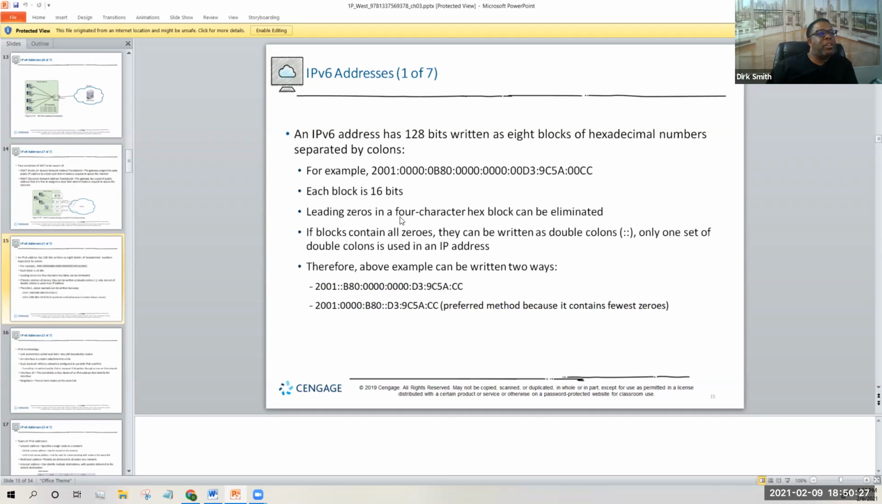It's the leading zeros: a four-character hex block can be eliminated. This slide kind of tells you the easiest way to write a 16-bit number in IPv6. Because you have these zeros here, if you have all zeros, you could eliminate writing them out by using the brackets and the colons. Only one set of double colon is used per IP. So you can just bracket this piece off and put the double colons in here, so it won't be so long drawn out.